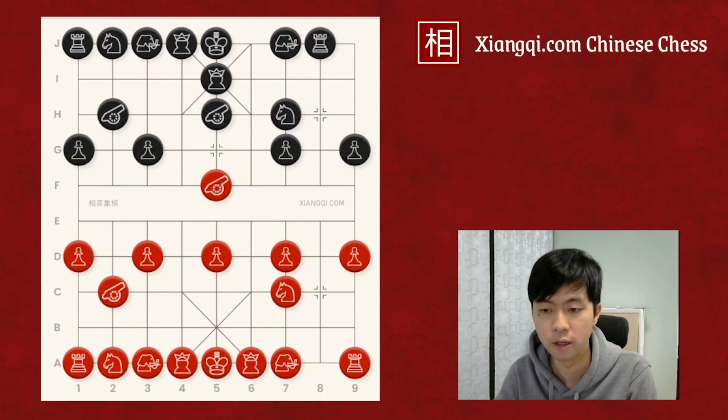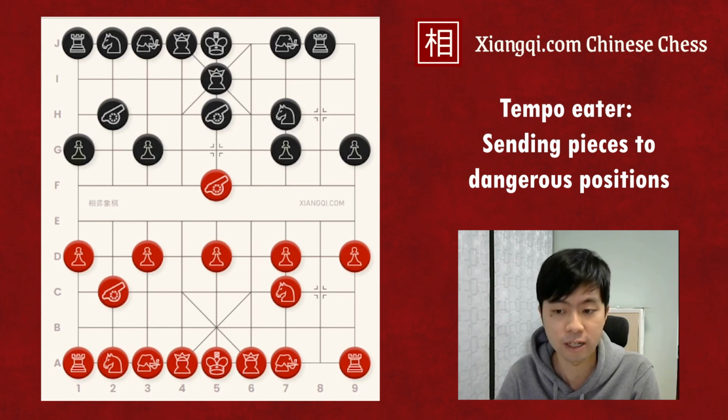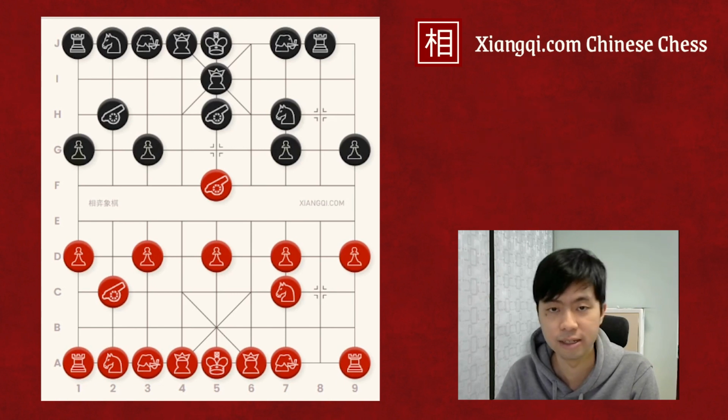In this case, red stays behind in development because he made a classic tempo eater mistake, which is sending a valuable piece to positions that could be easily attacked and then losing tempo because he needs to spend moves to save this piece. This mistake is actually quite similar to developing the queen and rooks too early in chess.